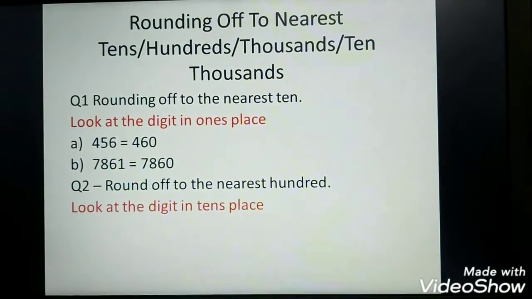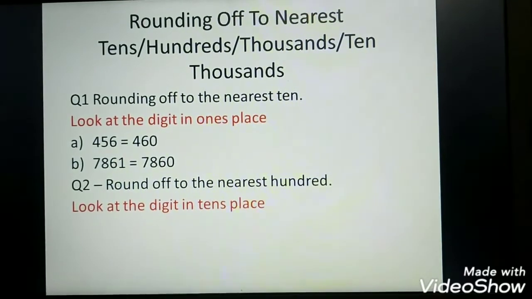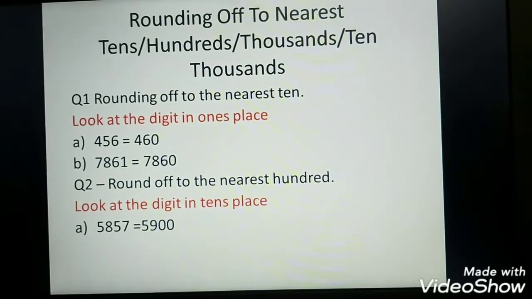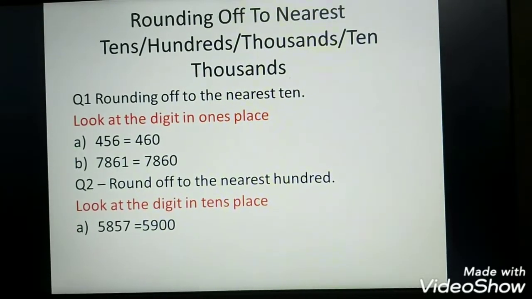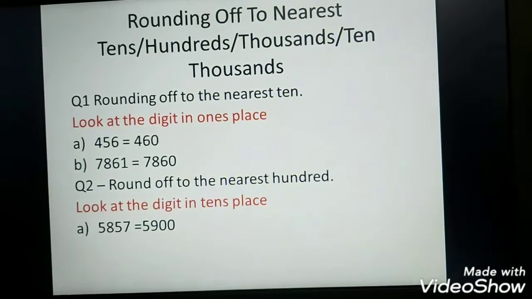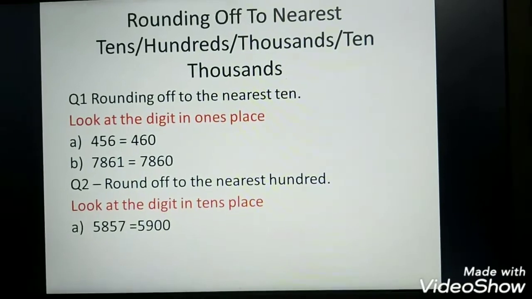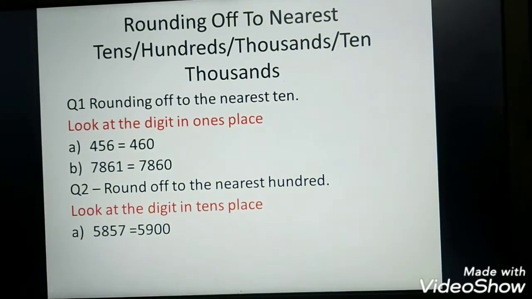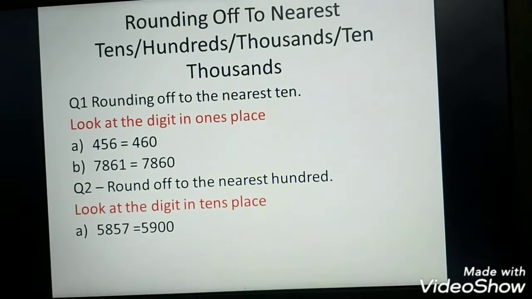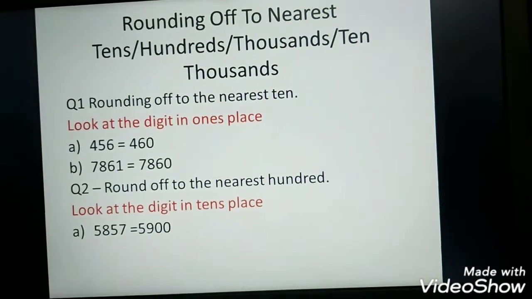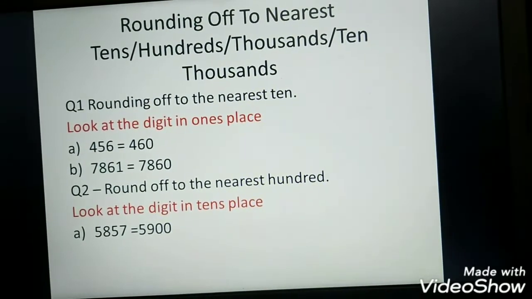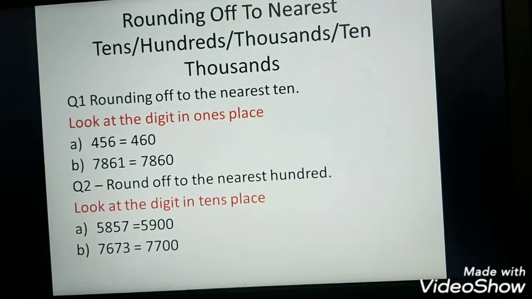So while rounding off to the nearest 100, you will look at the digit in tens place. Now the first question is 5857. Now look at the digit in tens place, it is 5. So it is equal to 5. So that is why you will increase 8 by 1 and you will replace the digit in tens place and the digit in ones place by 0. So 8 will be increased by 1. So the required answer is 5900.